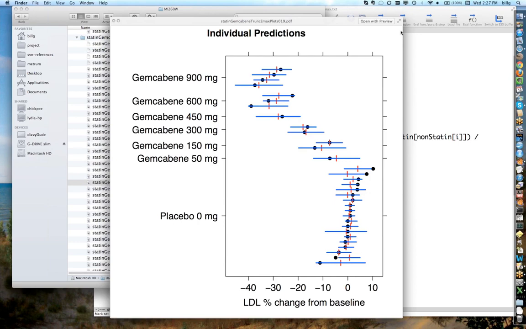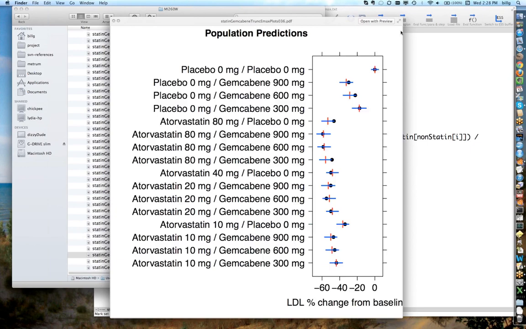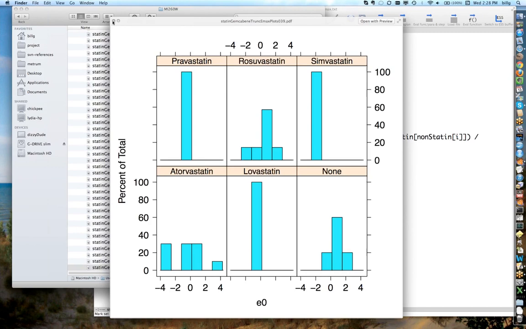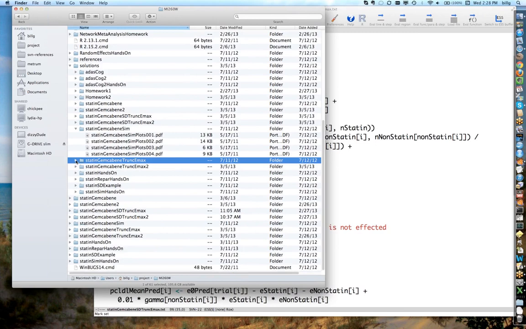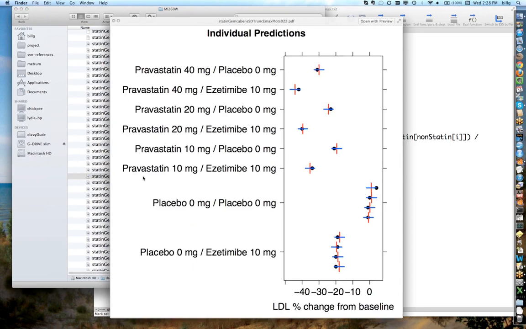For these again, these are the mean LDL percent change from baseline. We've also, let me scoot right on through here. Oh, duh, I'm looking at the wrong thing. That doesn't help any. I opened up the wrong one. Here we go. Where's the SD, guys? There it is. Sorry, I opened up the wrong one. Actually, let's jump right down to where the posterior predictions are.